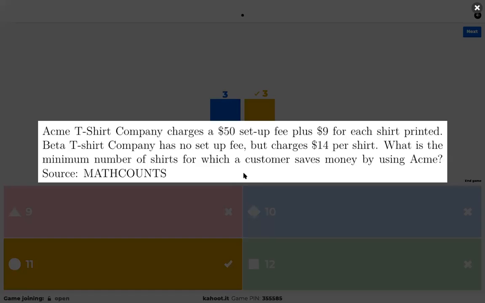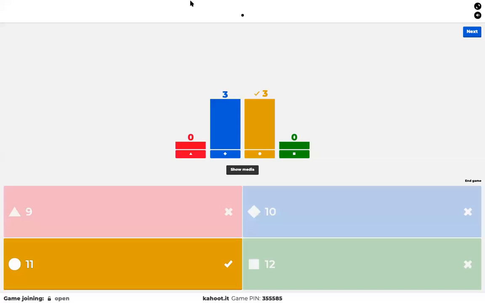So for this one, it says the minimum number of shirts for which a customer starts to save money. So when a customer buys 10 shirts, that's when they break even since both cost 140, but they only start saving money when they get to 11. So yeah, always try to be careful.